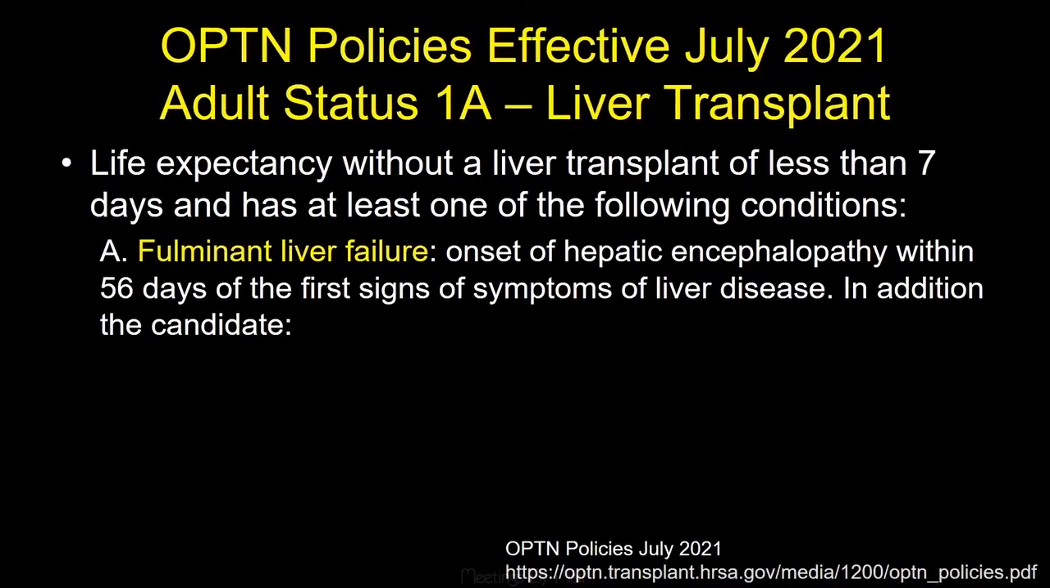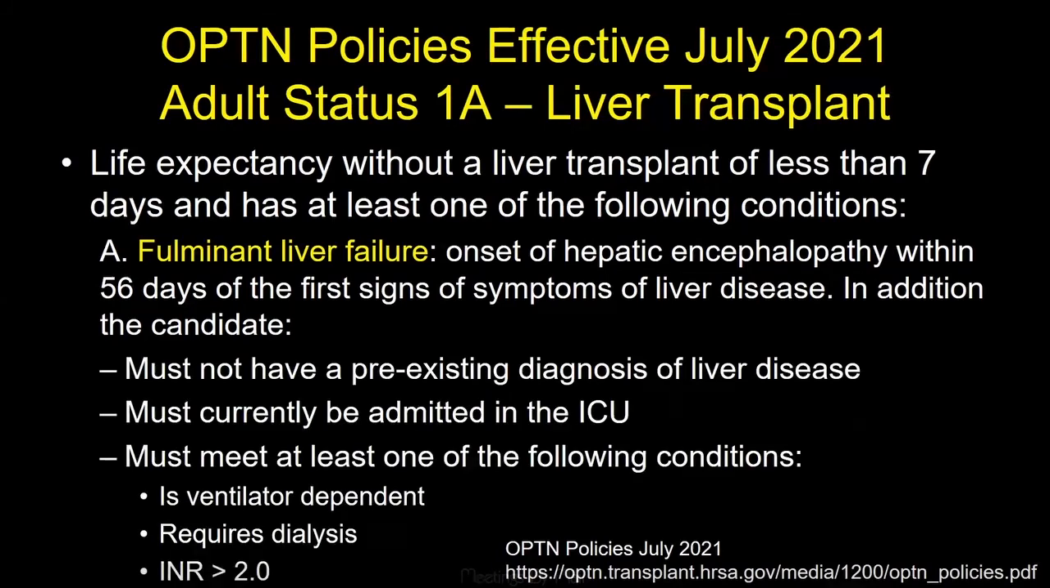The OPTN policies effective July 2021 regarding patients who are eligible for adult status 1A for receiving a liver transplant are listed here. So this is defined as a patient who has a life expectancy without a liver transplant of less than 7 days and has at least one of the following conditions: fulminant liver failure. And they define it as an onset of hepatic encephalopathy within 56 days of the first signs of symptoms of liver disease. And in addition, the candidate must not have a pre-existing diagnosis of liver disease, must be in the ICU, and then also must meet at least one of the following conditions: be ventilator dependent, be on dialysis, and have an elevated INR greater than 2.0.